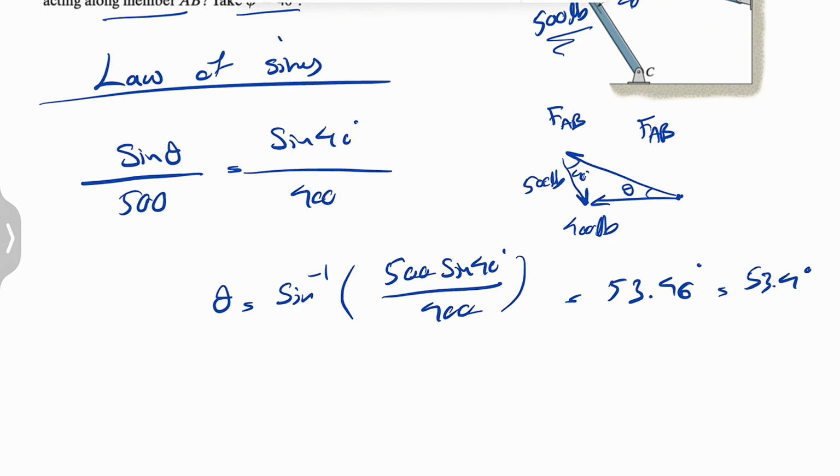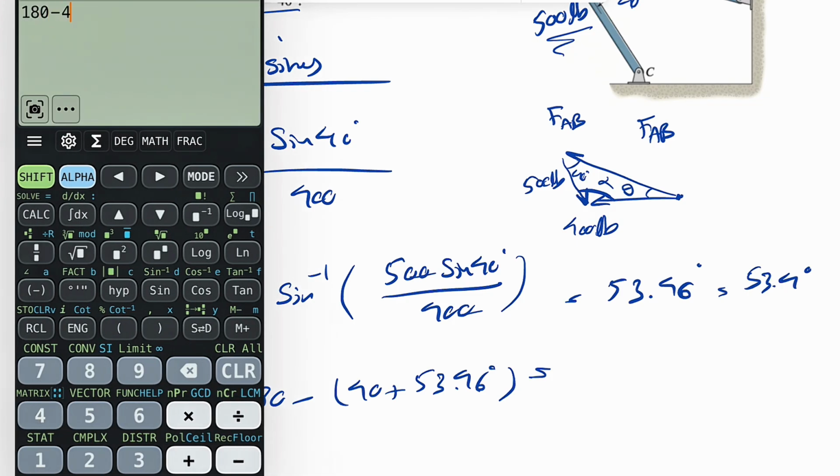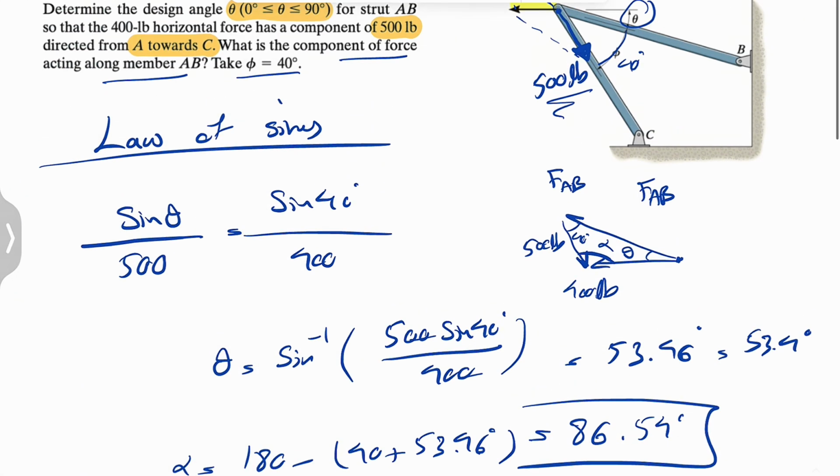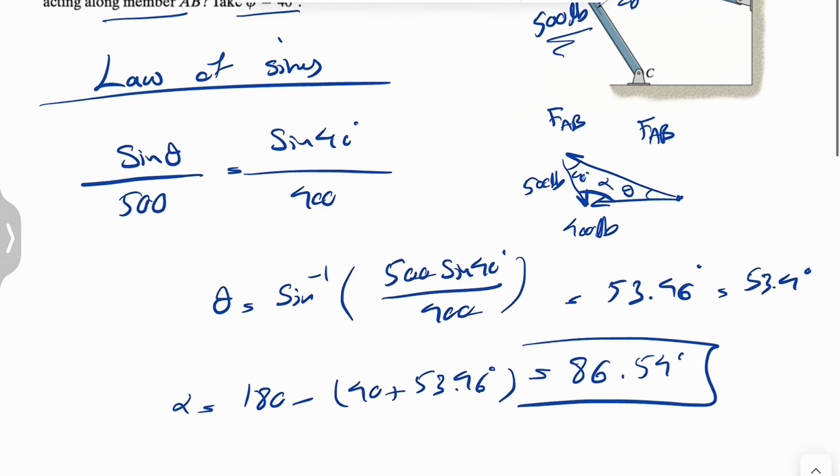All right, now that we have the theta, we know the sum of all the angles in a triangle is 180, and if we want to find this angle, which we can call alpha, alpha would be basically 180 minus 40 minus 53.46 degrees, and that's going to give us 86.54 degrees.